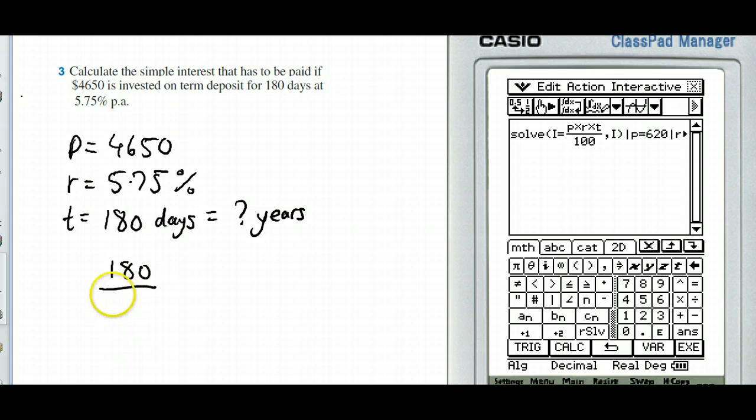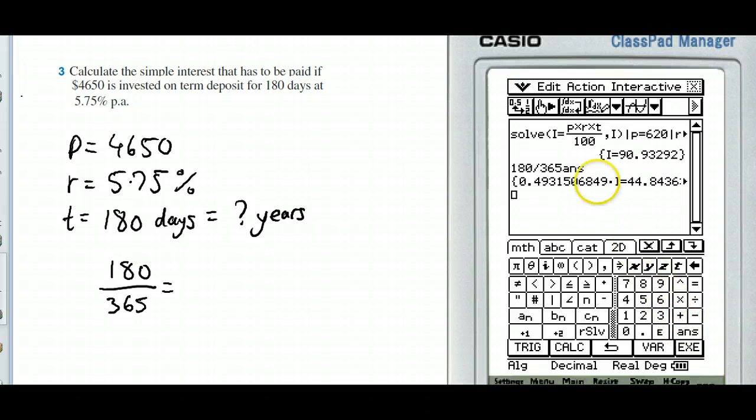If we've got 180 days and there's 365 days in a year, then doing that fraction is going to give us the amount of years in 365 days. You can see it's going to be just under half, but let's put it into the calculator. So 180 divided by 365, whoops, didn't mean to do that answer at the end there, equals 0.493. So we'll just round it to 0.49 years.